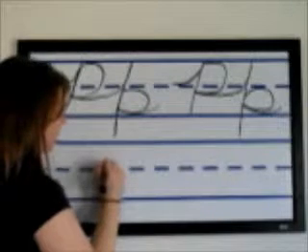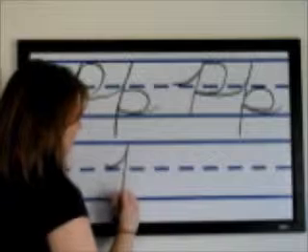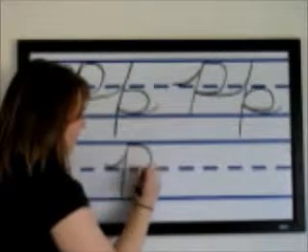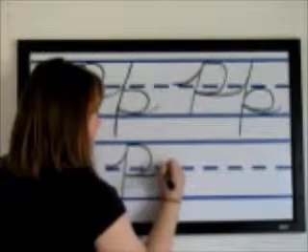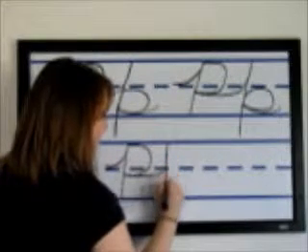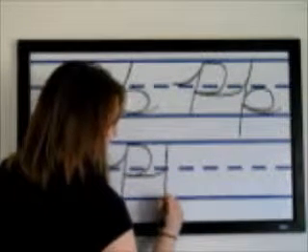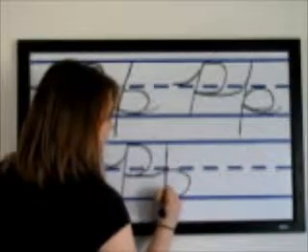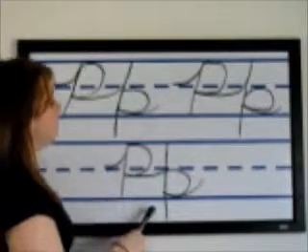Starting at the middle line, rock up, down to the bottom, retrace back up, roll around, then you're going to go straight up to the top line, retrace back down to the middle, down to the bottom, go a little bit further, retrace back up to the middle, round, and finish your letter off. There you go. You have your capital and lowercase letter P.